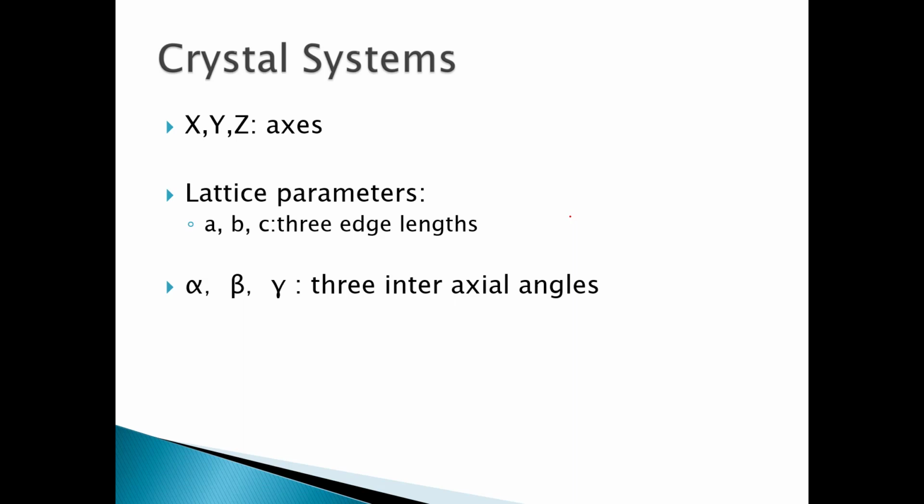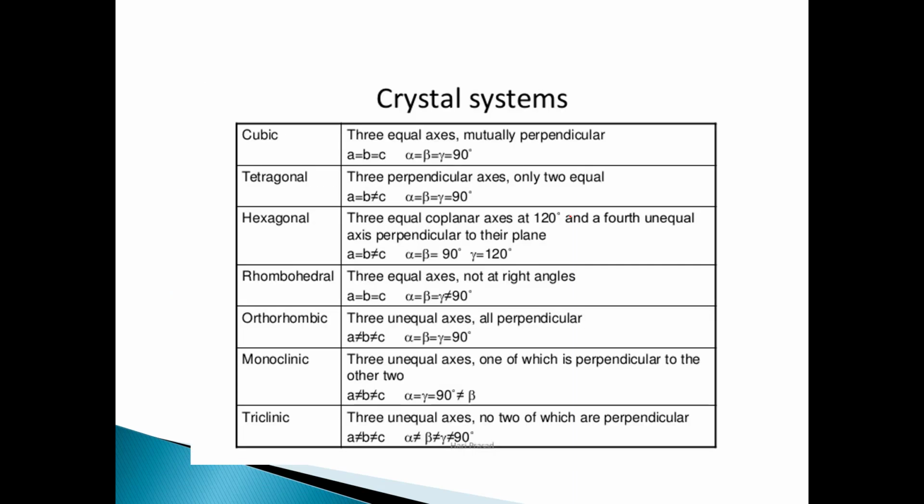Crystal system, X, Y, Z axes. Lattice parameters are a, b, c, which represent the 3 edge lengths. Alpha, beta, gamma are the 3 interaxial angles. So this is the summary of the crystal systems. Cubic, we have 3 equal axes mutually perpendicular, a, b, c are equal, alpha, beta, gamma are 90 degrees. Tetragonal, 3 perpendicular axes, only 2 equal. a equal to b, which is not equal to c. Alpha, beta, gamma equal to 90 degrees.